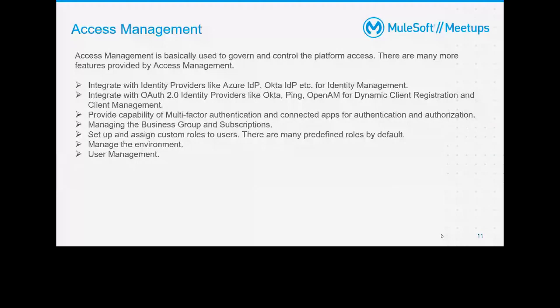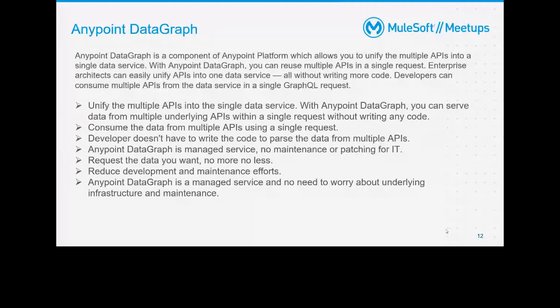Then we already talked about Anypoint Data Graph. Anypoint Data Graph is a recently introduced component in the Anypoint Platform which allows you to unify multiple APIs into a single data service. With Anypoint Data Graph, you can reuse multiple APIs in a single request. So basically, you can call multiple APIs using a single request. Enterprise architects can easily unify APIs into a single data service without writing more code. You don't have to write any code when configuring Anypoint Data Graph, and developers can easily consume multiple APIs.